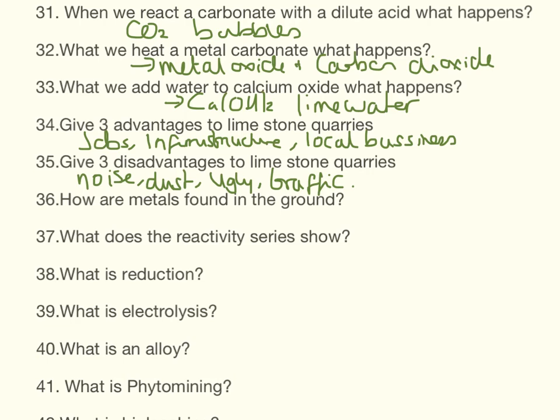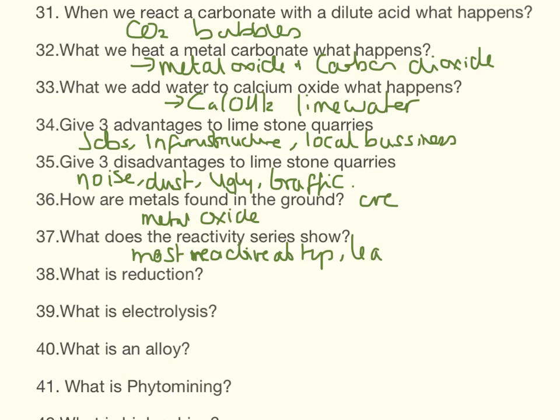How are metals found in the ground? They are found as ores. This is going to be a metal oxide. What does the reactivity series show us? So the most reactive ones at top, and then the least reactive at the bottom. What is reduction? That is when we remove oxygen from something.